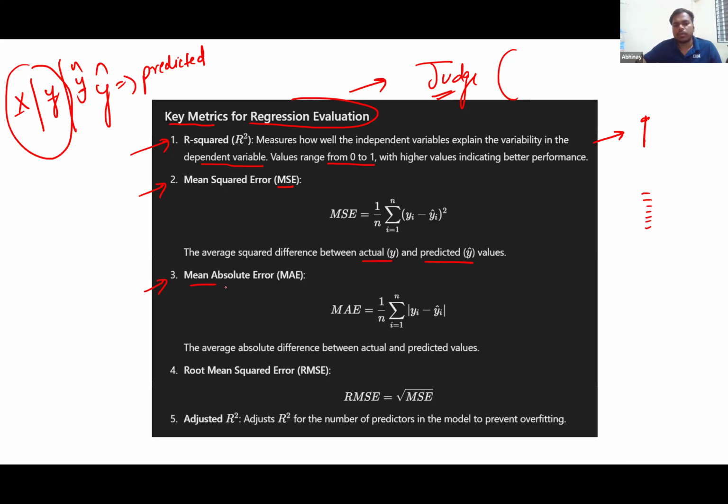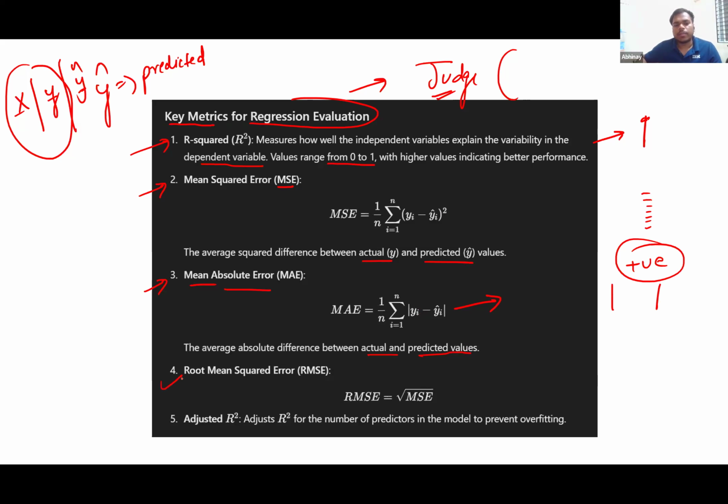Next we have the mean absolute error. It is also formula based: 1 upon n, summation of mod of yi minus yi cap. So it is the average absolute difference between your actual and predicted value. Before it was the square, here it is the absolute value, which means it will be positive in nature, because whenever we talk about an absolute value, it has the mod.